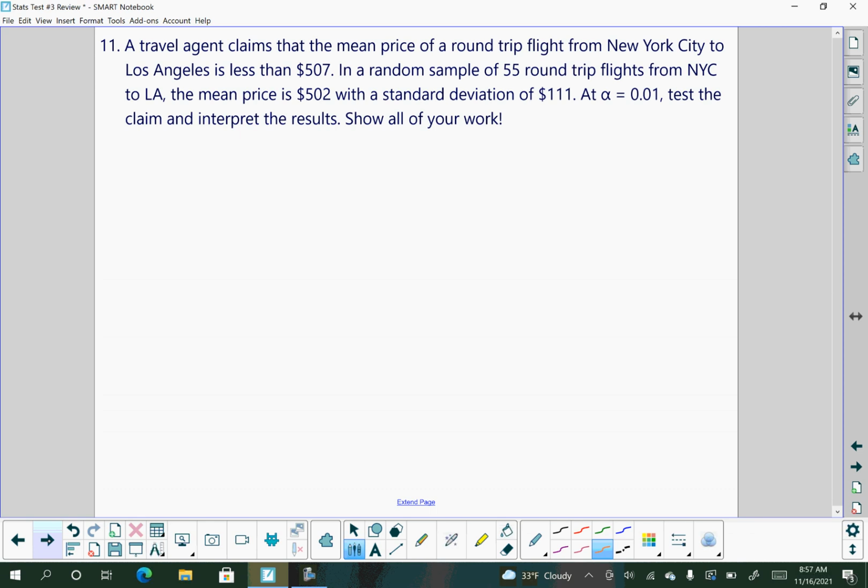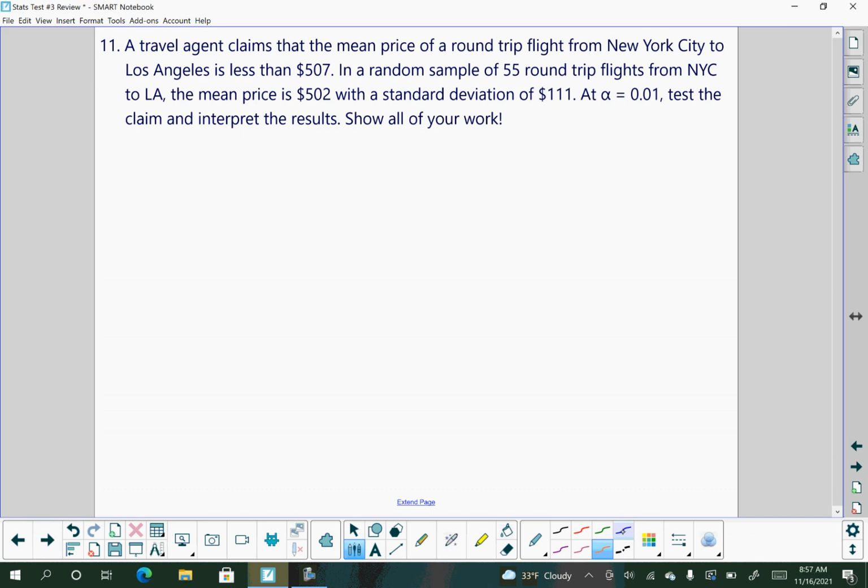Number 11 says a travel agent claims that the mean price of a round-trip flight from New York City to Los Angeles is less than $507. In a random sample of 55 round-trip flights from New York City to LA, the mean price is $502 with a standard deviation of $111. At a level of significance of 0.01, test the claim and interpret the results. Make sure you show all of your work.